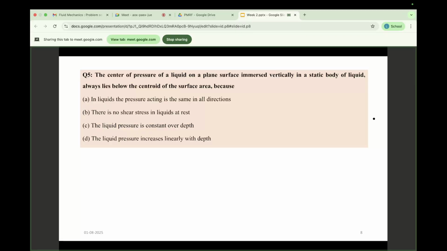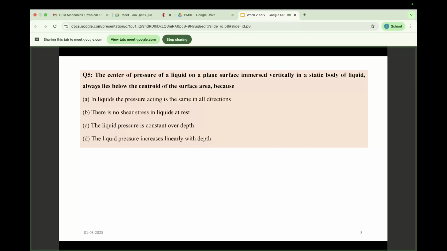In this question, it is asked: the center of pressure of a liquid on a plane surface immersed vertically in a static body of a liquid always lies below the centroid of the surface area, because these are the four options. The first one is, in the liquid the pressure acting is the same in all directions. So already you know that cannot be true, because what we have studied is that in a liquid in the horizontal direction the pressure is the same, but in the vertical direction it is not the same. So the first option is not correct. Scientifically it is not correct.